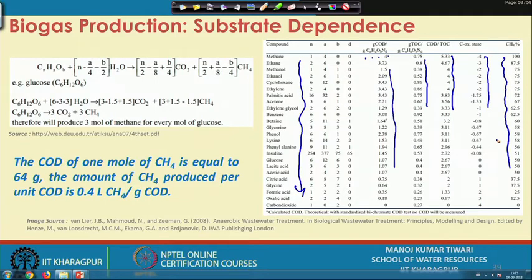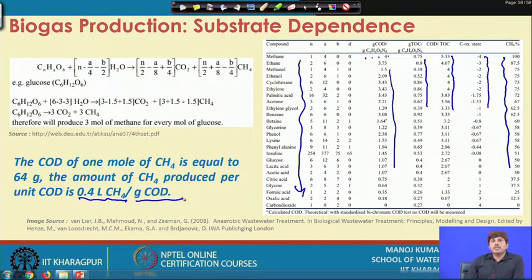Here the COD is basically theoretical. The COD of 1 mole of methane is typically equal to 64 grams, and the methane produced per unit COD consumed is 0.4 liter of methane per gram of COD. This is a thumb rule; in many references it is taken as 0.36 or something. That is the rule of thumb used for potential biogas or methane generation.